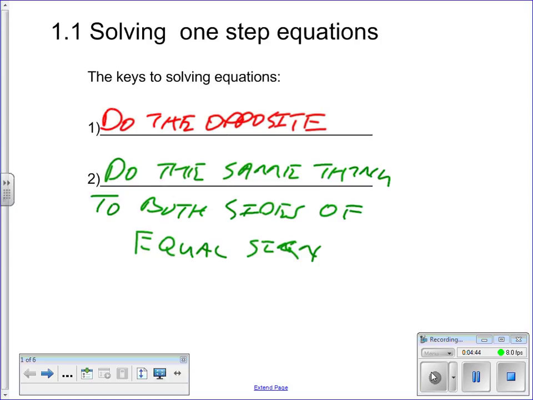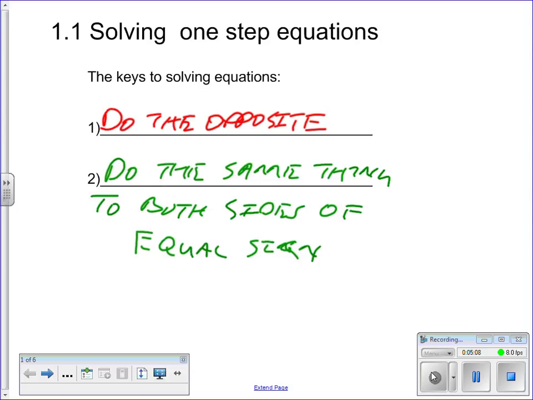That's the key. You can do almost anything you want, as long as whatever you do to one side of the equal, you do to the other side. Even if it's not something that's going to get you the right answer right away, eventually it'll all work out because you did it to both sides. As long as it's a fair move, do it to both sides, you're okay.